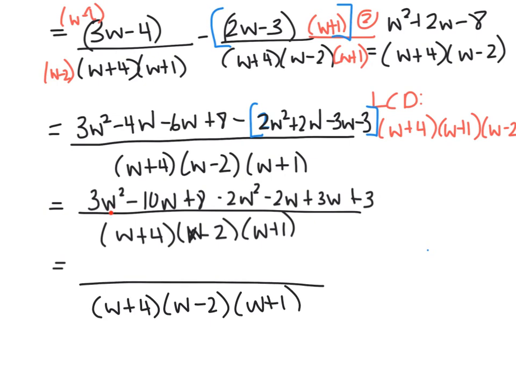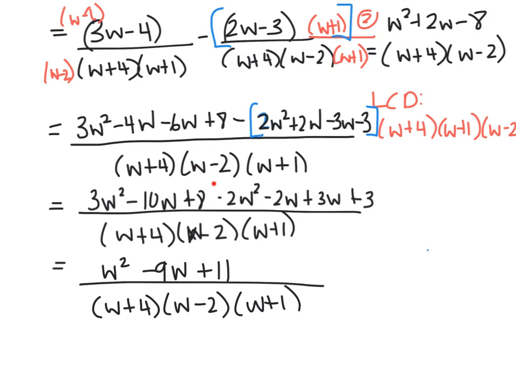Okay, let's see. We got w squared. 3w squared minus 2w squared is just w squared. Let's do the w's now. We got negative 10 minus 2 plus 3. So negative 10 minus 2 is negative 12. Plus 3 is negative 9, right? So we got negative 9w, and then we got positive 8 plus 3, 11. Are we done? Can we factor the top? Because we're looking for things to cancel, right? Two numbers that multiply to 11 and add to negative 9 don't exist.